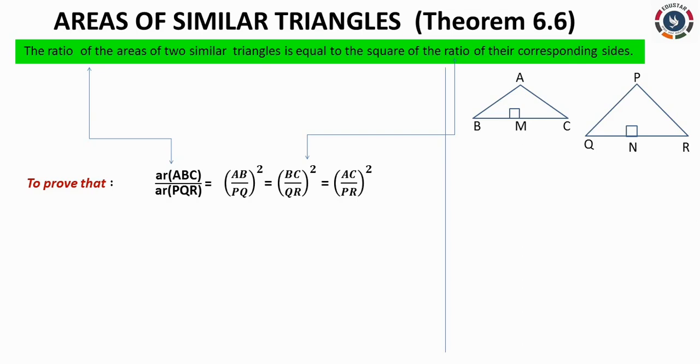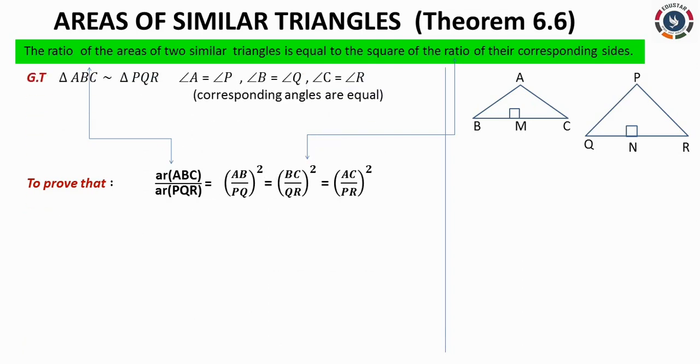Yes. Can you say the properties of similar triangles? Corresponding angles are equal. That is number 1. And corresponding sides are in the same ratio. So angle A is equal to angle P, angle B equal to angle Q, angle C equal to angle R. Similarly, what is the ratio we will get? AB by PQ, BC by QR equal to AC by PR.